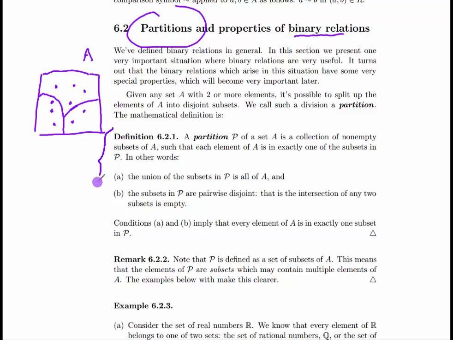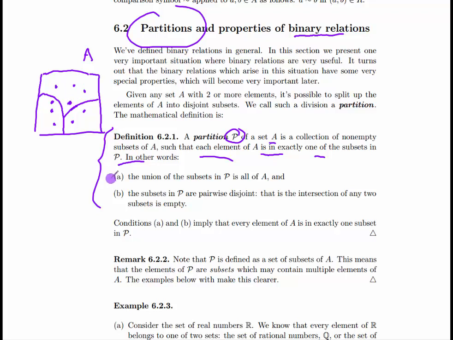Mathematically, we can write that this way. A partition, which I'll denote by this letter script P, of a set big A is a collection of non-empty subsets of A. You see here I have 1, 2, 3 non-empty subsets of A, such that each element of A is in exactly one of the subsets of P. But you can see if I choose some element of A at random, here's a random element, yep, there's exactly one of the 3 subsets that that element is in.